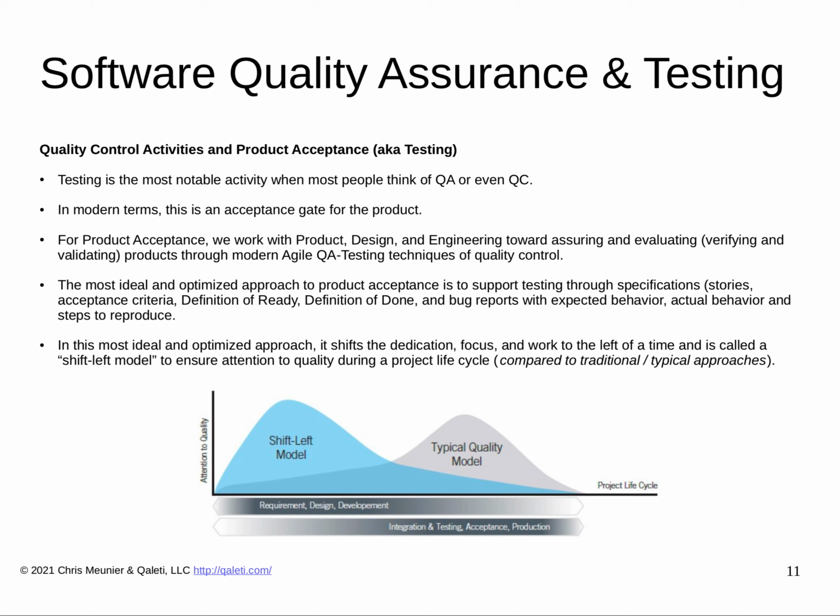Specifications can be geared for the product and the process. Stories, modern post-it notes and feature requests, acceptance criteria, a definition of ready, a definition of done, and bug reports with expected behavior, actual behavior, and steps to reproduce allow for and support tests to be created in automated and manual ways to optimize the QA function involvement across all teams.